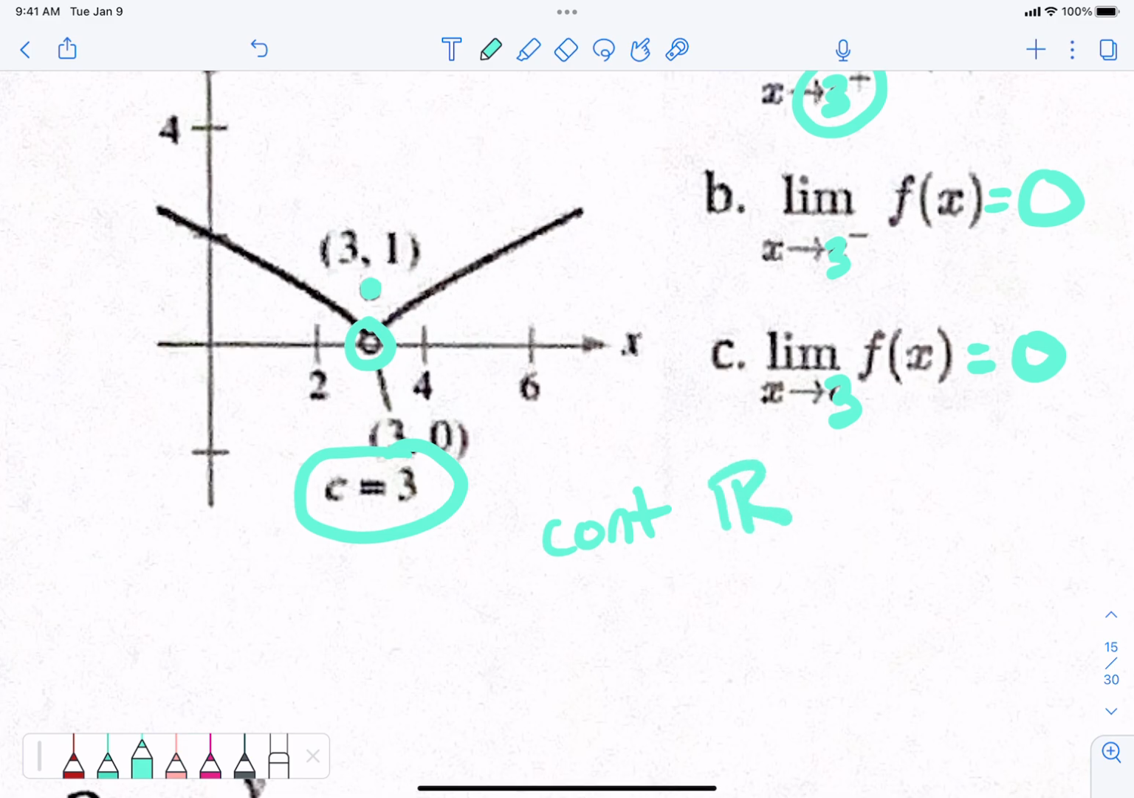You see that? Even though he has a hole in the middle, he does have this dot here, right? If this dot was not here, I could evaluate every place except 3, right? But the fact that he has a dot there means I can still plug in 3 and it still gives me a value, right? So he's continuous everywhere.